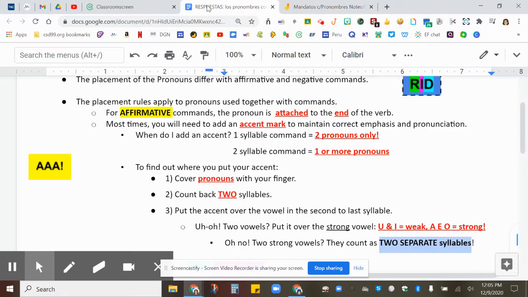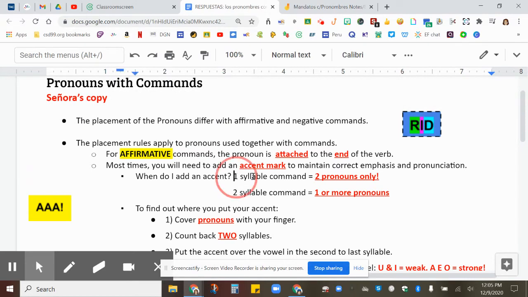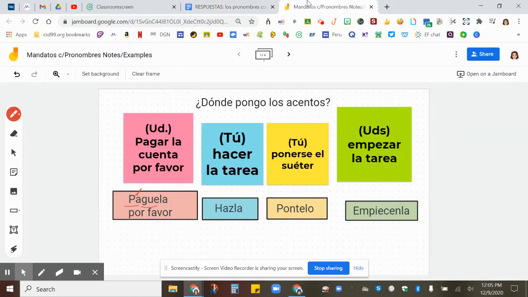In my notes, it tells me when I have a one-syllable command, I only add an accent mark if I have two pronouns. Here I have a one-syllable command and one pronoun. Leave it alone. Do not add any accent marks here. Leave hazla as it is. Do it.